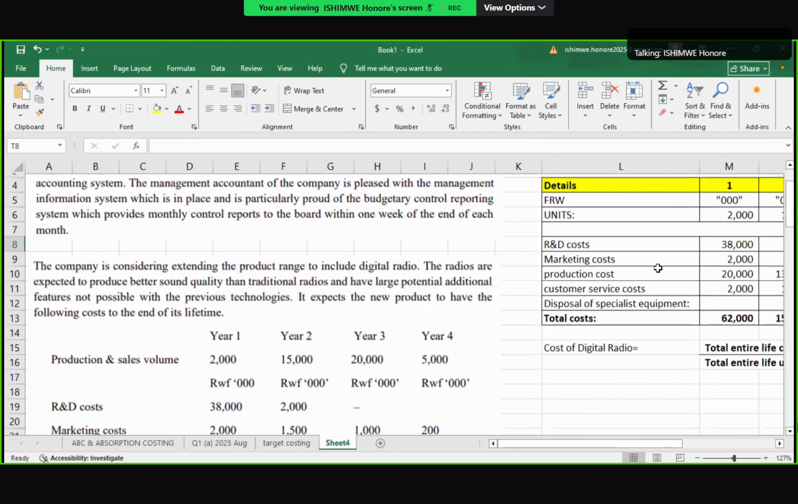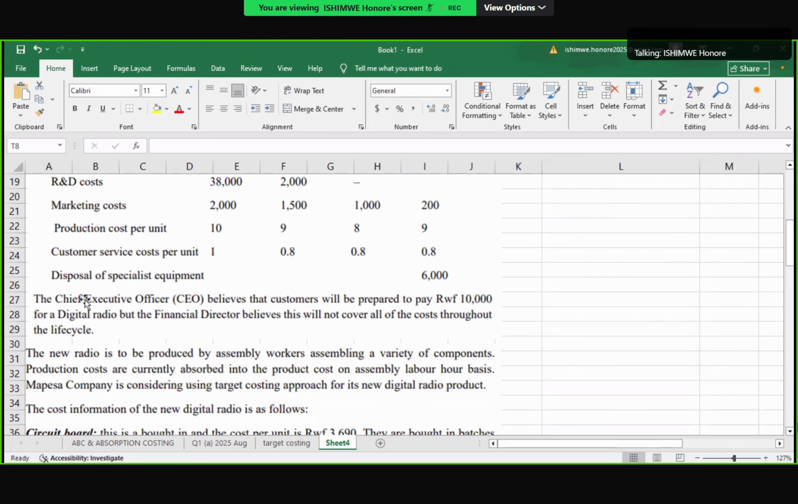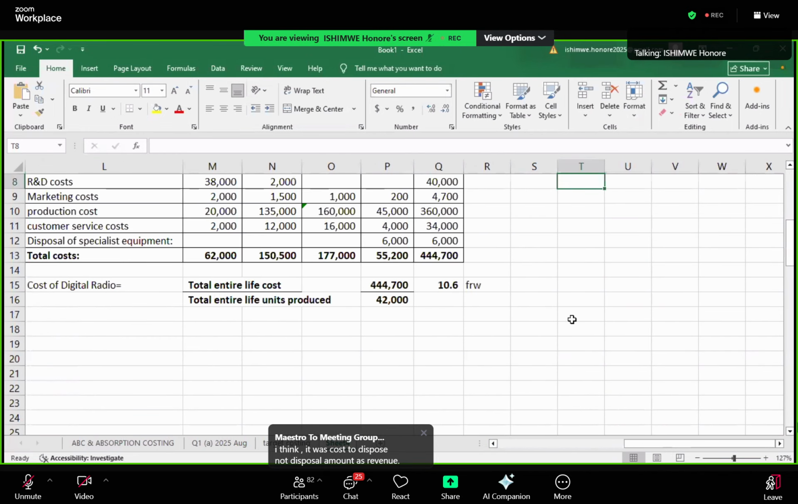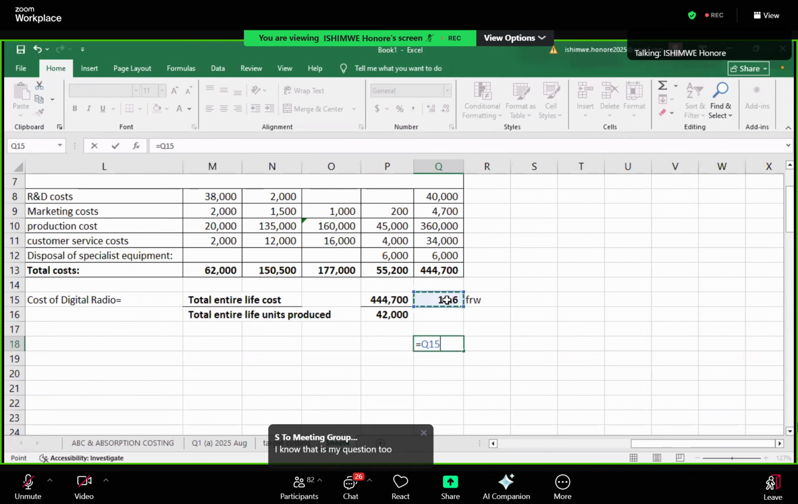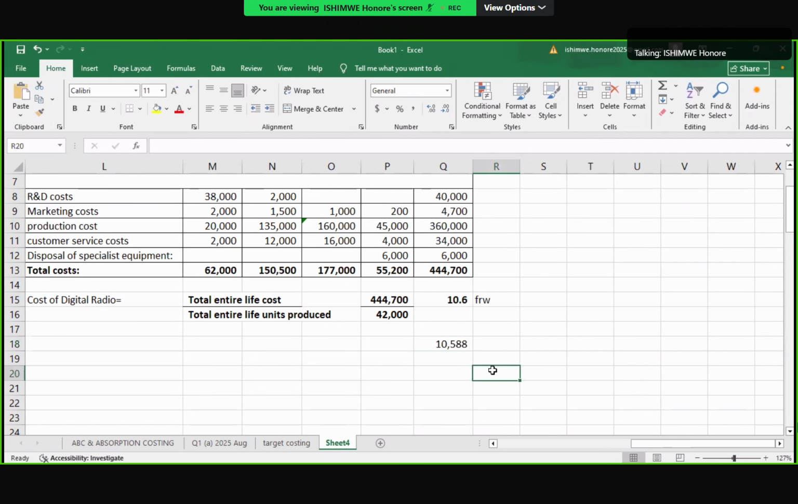They said, look, the chief executive officer, CEO, believes that customers will be prepared to pay 10,000. If you multiply by 1,000, the price I'm going to use will be this. You see, it should be 10,588.